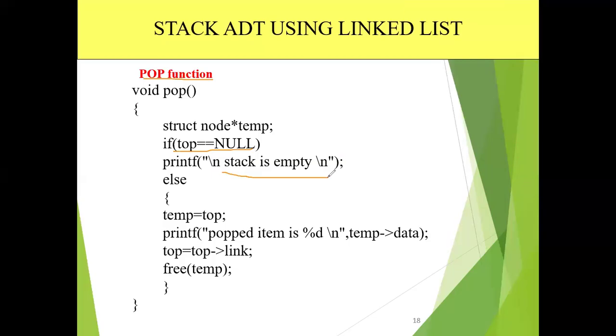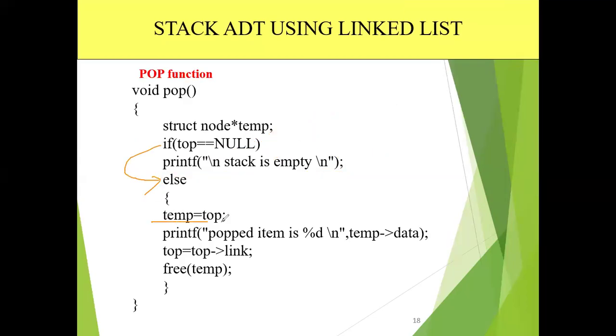We perform this check using an if statement, checking whether top is equal to null or not. If top is equal to null, there are no values in the stack, so we simply display printf stack is empty, or stack underflow, because we are unable to delete a value. If this condition becomes false, then the else part is executed.